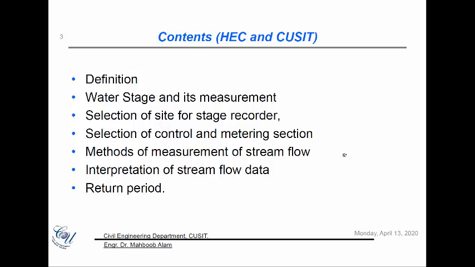So we will be also looking at the selection of site for stage recorder, how do we control and meter the cross sections, and then importantly, what are the different methods of measurement of stream flow. You would understand, and we will see that there are different kinds of cross section of stream flow, some of them are easier to measure, and some of them are a little bit complicated to measure discharge in. So we will be looking at different methods that are available to us.